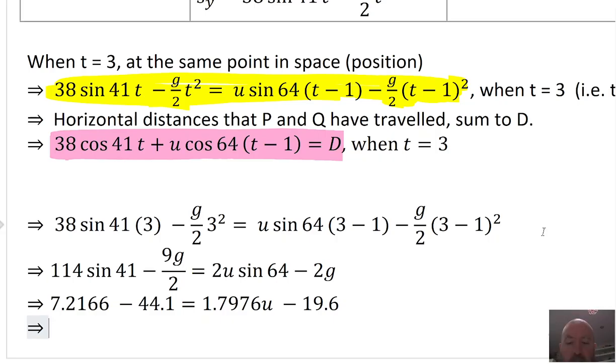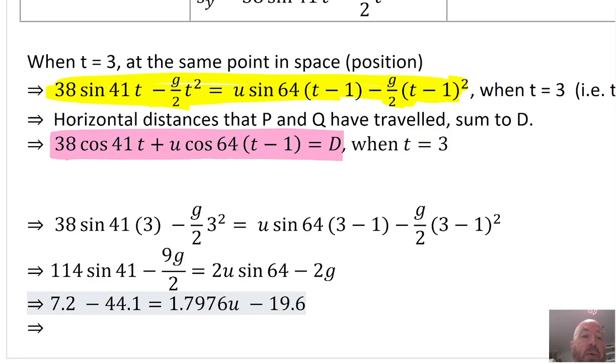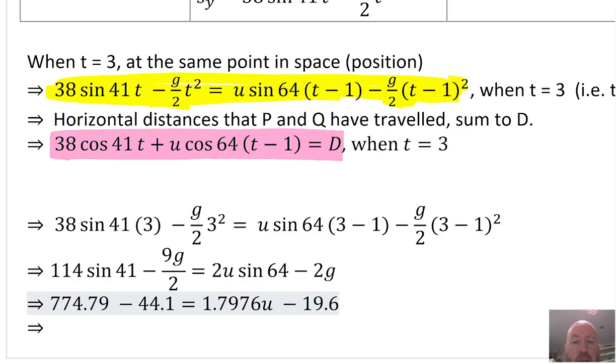Am I in degrees? Wait a minute, that 114 times sin 41 is 7. How did I get 7.2166? Okay, so if I had not known that u is 28, I would have got this wrong. So this is 74.79. Very strange how I got that completely wrong. So 74, not 7.4.